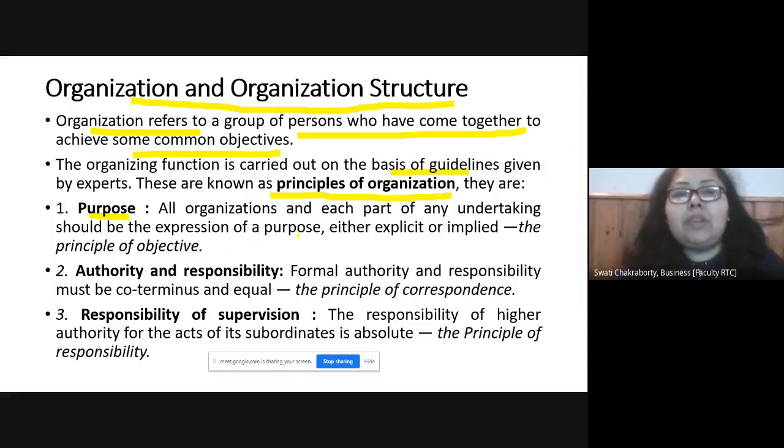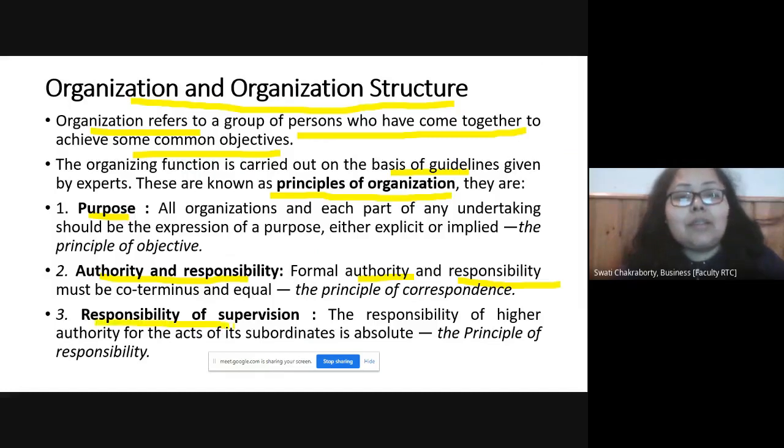First is the purpose of setting up the organization. Every organization is set up for a basic purpose. What is it? That's the main thing. What's your objective? What's your purpose? The second is authority and responsibility. So authority, where we talk of leadership, comes into play: formal authority, and the responsibility of the leaders as well as employees.